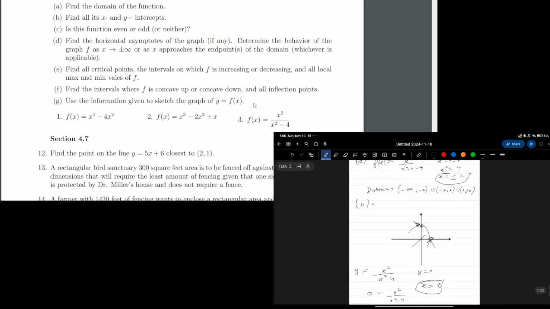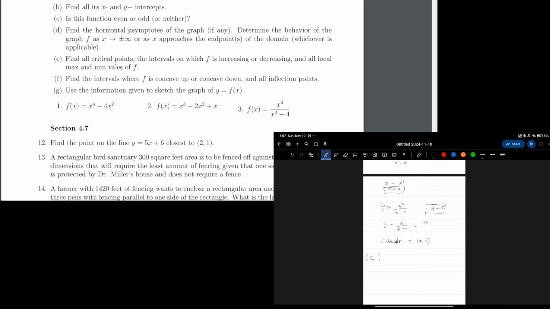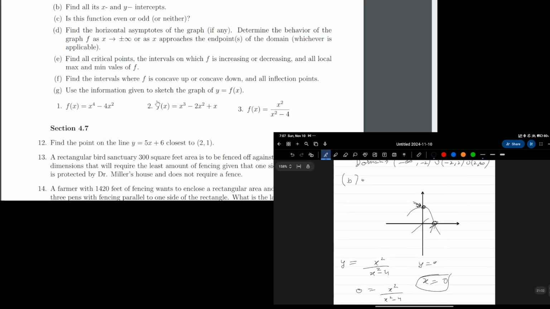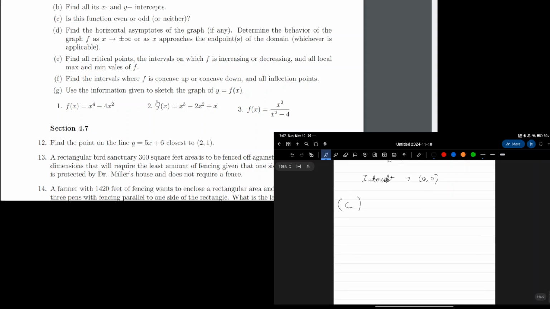All right, now let's look at C. What does C say? Is the function even or odd? So how do we find whether the function is even or odd? A function is even when it looks like this. So if a function is even, it mirrors its graph across the y-axis. X squared is an even function, so it looks like this.